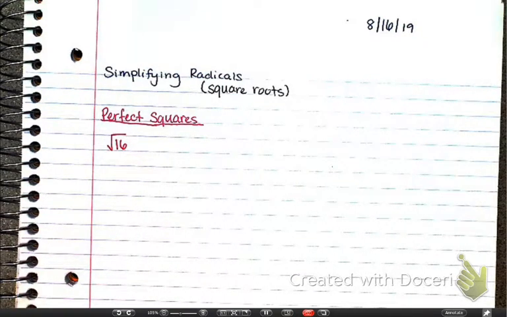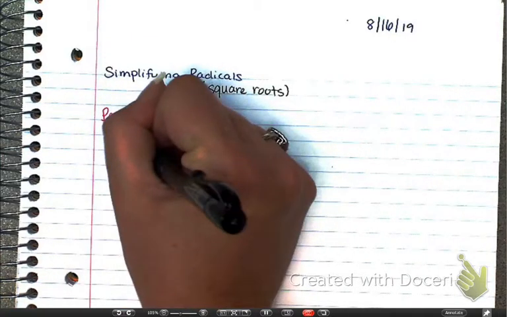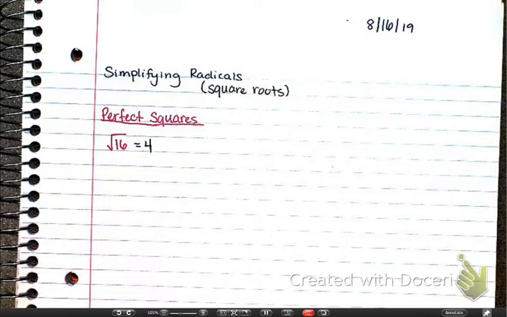16 was, could you tell me what the square root of 16 is, Annie? 4. Square root of 16 is 4. So what we're looking for is two numbers, or the same number that multiplies by itself. Those are known as perfect squares. So 4 times 4 gives me 16. Right? Okay.